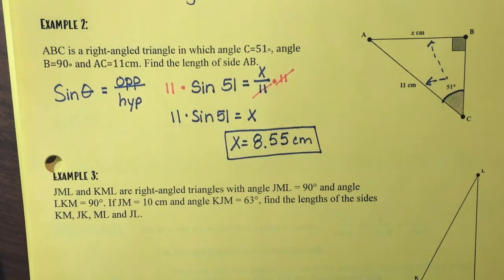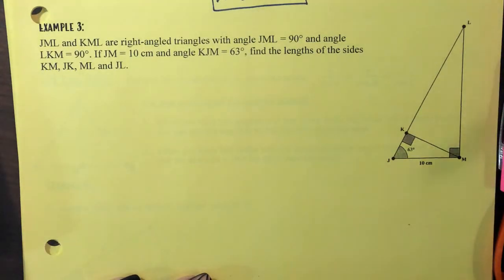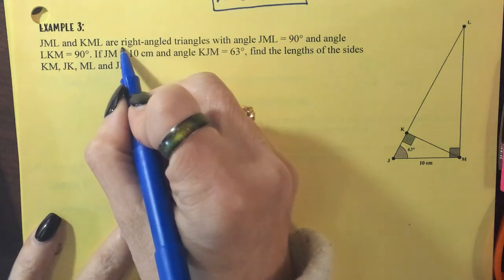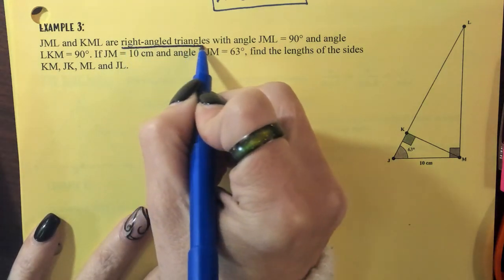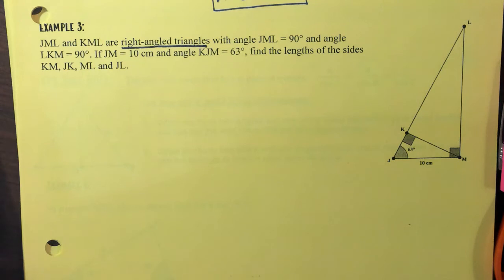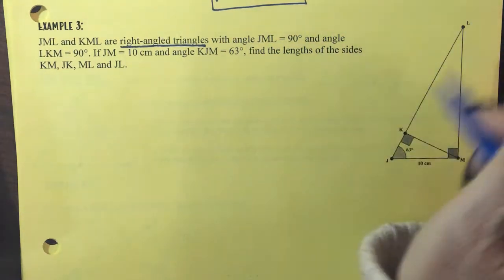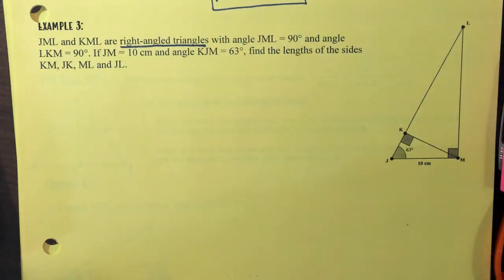All right, example 3 down here is a little bit more involved. All right, so here we go. JML and KLM are right-angled triangles. Again, key word, right-angled triangles, with angle JML is 90, and you can kind of look on here. Angle LKM is 90. If JM is 10 and angle KJM is 63 degrees, find the length of the sides KM, JK, ML, and JL.